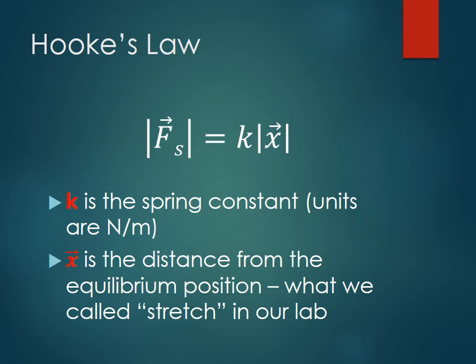X is the distance from the equilibrium position. So what we called stretch in our lab. This is not the position, this is almost more of a change in position. So if the equilibrium position for the spring is where it wants to be, initially when we didn't put any weight on it, that was 0 for the X, so there was no force exerted by the spring. Now, if I put a weight on it for it to be at equilibrium again, the force that the spring exerted equaled K times that distance.